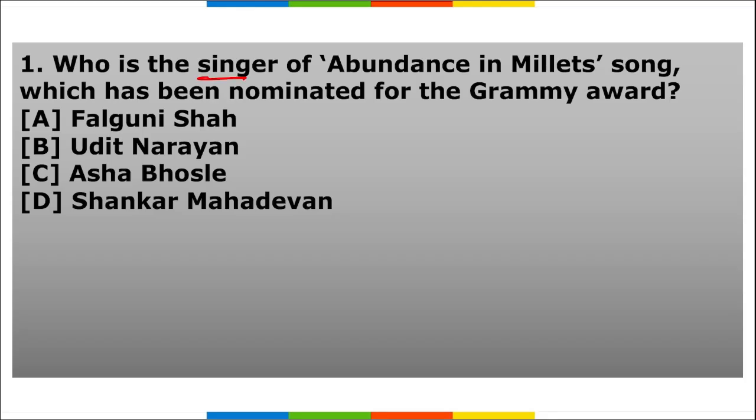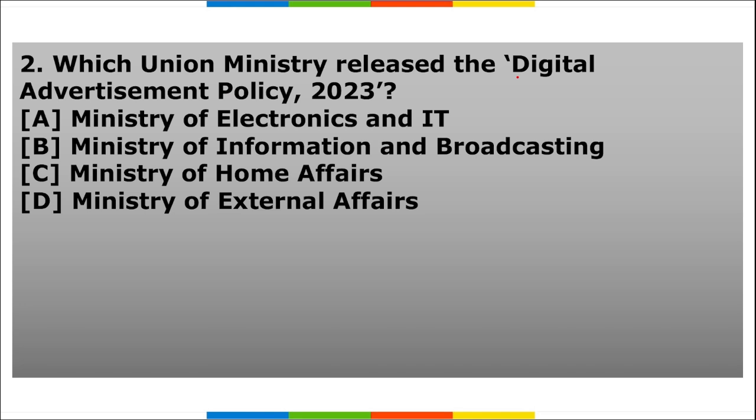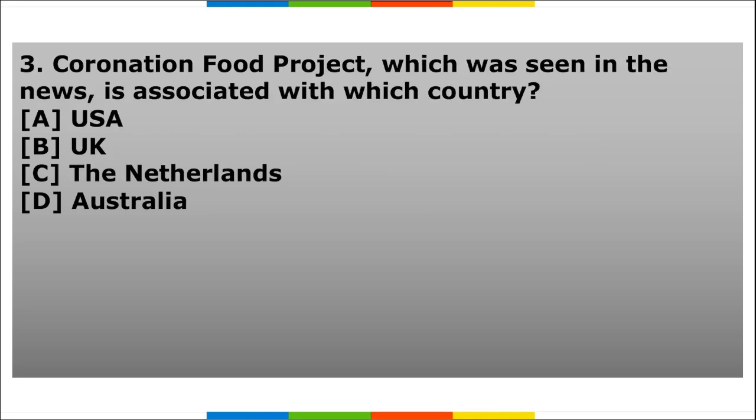Next, friends, is our homework section. First, who is the singer of the Abundance in Millets song which has been nominated for the Grammy Award? Remember, Prime Minister Narendra Modi was also a part of it. Tell me who is the singer of this song. Next, which union ministry released Digital Advertisement Policy 2023? And third, the Coronation Food Project which was seen in news is associated with which country?